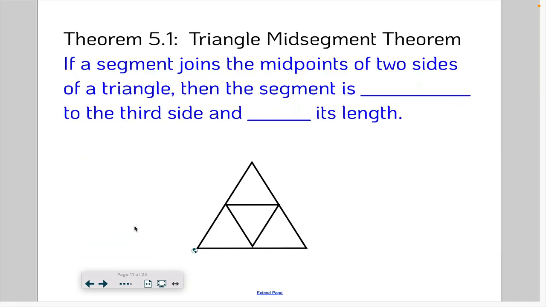Okay, sound good? Now, that actually leads to our first theorem of chapter 5. I think you'll like the theorems a little more in this chapter because you're not going to be doing quite as many proofs. It's going to be more of a just do it and get the answer, but you still need to know this. Theorem 5.1, the triangle mid-segment theorem: if a segment joins the midpoints of two sides of a triangle, then the segment is parallel to the third side. Let's fill that in first.